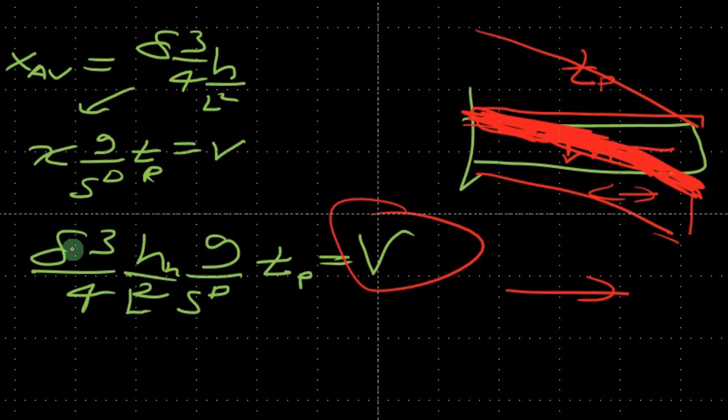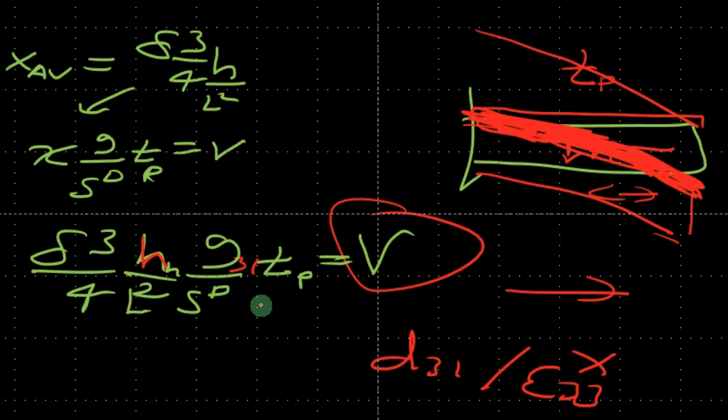That we have our strain, we have our displacement, 3/4 multiplied by the height of the beam divided by the length of the beam squared, times the G31 coefficient of the piezo. G31 is D31 divided by epsilon 33 at constant stress, divided by SD, which we defined earlier using K squared, and TP, which is the thickness of the piezo. If you increase the thickness of the piezo, you're going to get more voltage, but you're also going to get a thickness sort of scaling. So that's something to note.